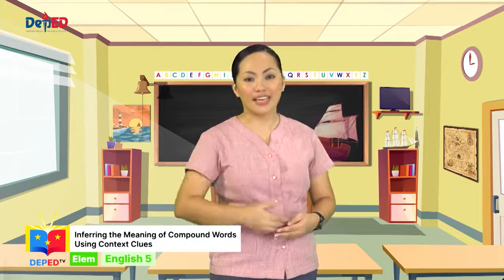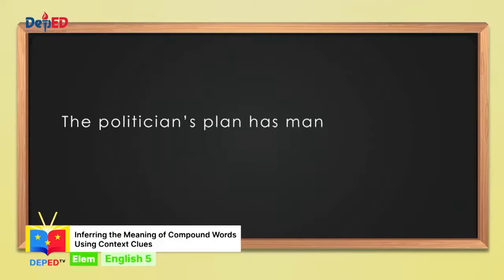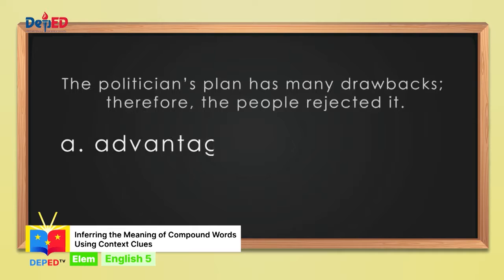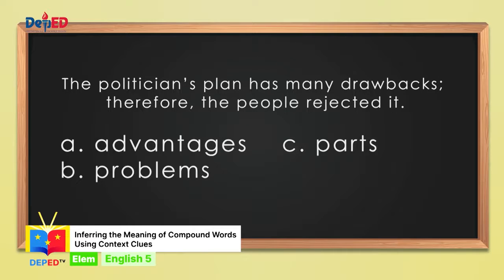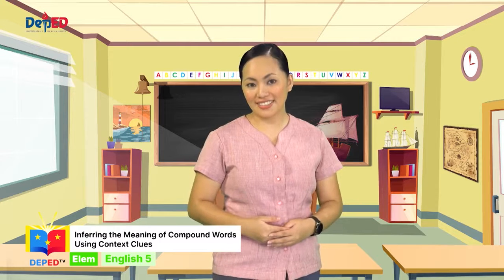Let's move on to the second sentence. The politician's plan has many drawbacks. Therefore, the people rejected it. Did you find the compound word? Now, let's see if you know what it means. Is it A, advantages, B, problems, C, parts, D, supporters? Are you done? Let's read the third sentence.